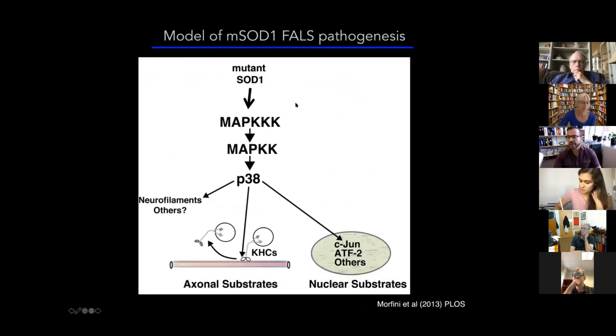So this is a schematic that gives you a glimpse of what we found. We found that several forms of mutant SOD1, through a mechanism that involves MAP3 kinases and MAP2 kinases, end up activating P38. And this P38 targets a number of different components. It targets the motor proteins. And as I mentioned before, by targeting this motor protein, it causes it not to be functional anymore. And it also targets neurofilaments, for which the consequences are not entirely clear, but might have to do with the axonal caliber, based on work from Don Cleveland, who has done some pretty good work with that.